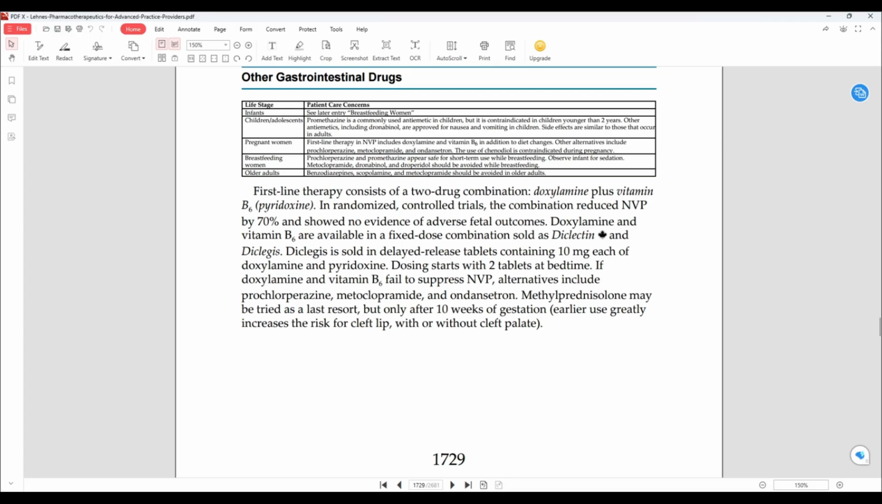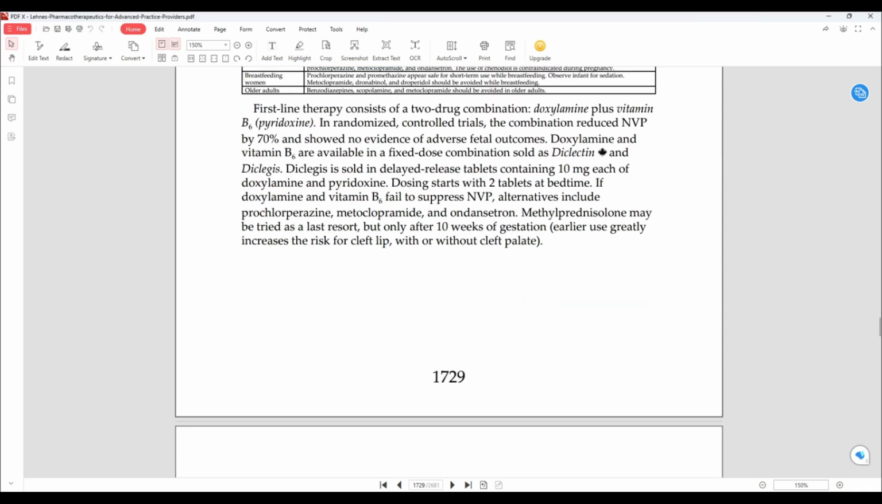If doxylamine and vitamin B6 fail to suppress NVP, alternatives include prochlorperazine, metoclopramide, and ondansetron. Methylprednisolone may be tried as a last resort, but only after 10 weeks of gestation. Earlier use greatly increases the risk for a cleft lip, with or without a cleft palate.